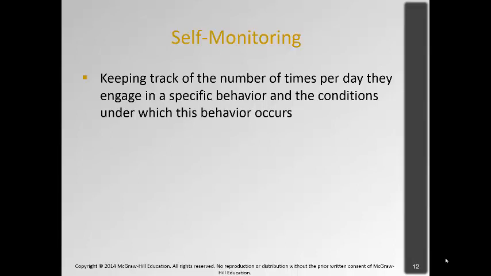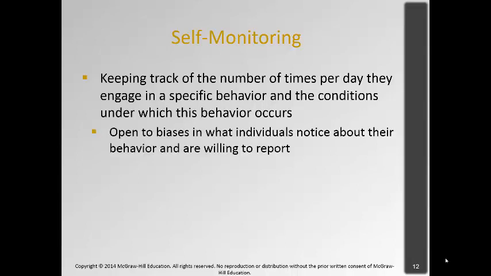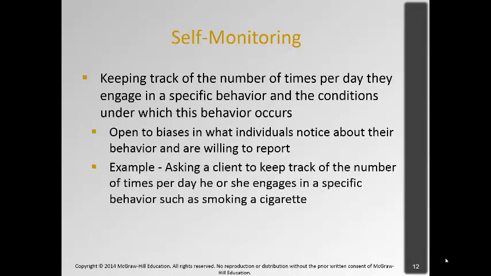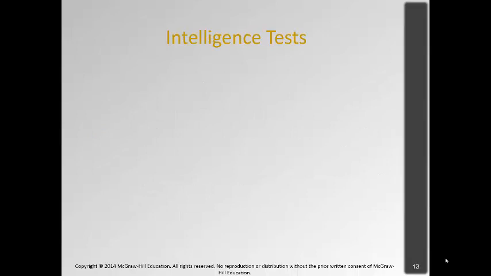So if we're looking to decrease somebody's level of smoking, we would have them note how many cigarettes they're smoking per day, and we would hope that with intervention this would decrease over time. This is, however, open to biases in which individuals notice about their behavior and are willing to report. So hopefully people would be motivated to report honestly because they'd want to change these behaviors. But if you're, as I said, smoking a cigarette example.